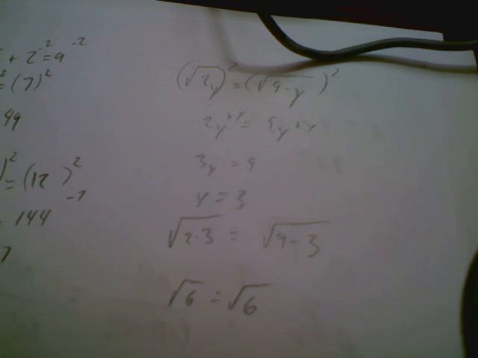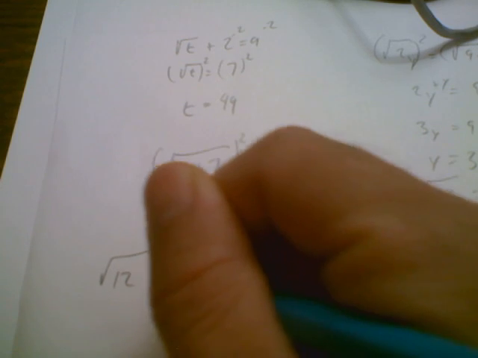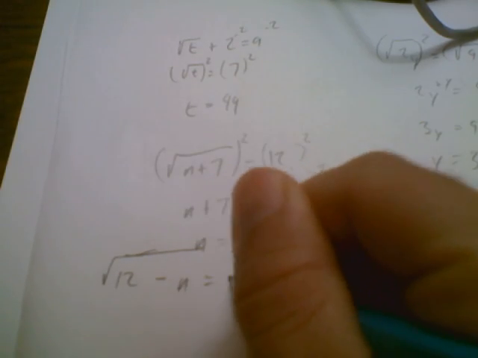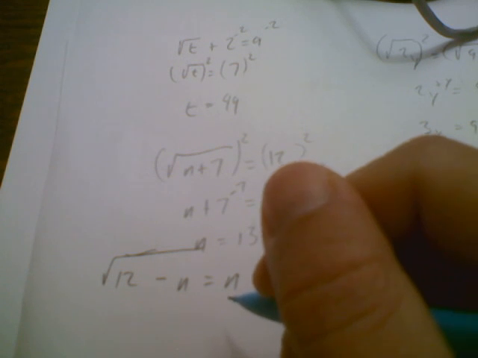Next thing we can do is something called extraneous solutions. An extraneous solution is one that works out for the math, but doesn't work out for the problem. I'll show you what that means. Square root of 12 minus n equals n. So we solve it.